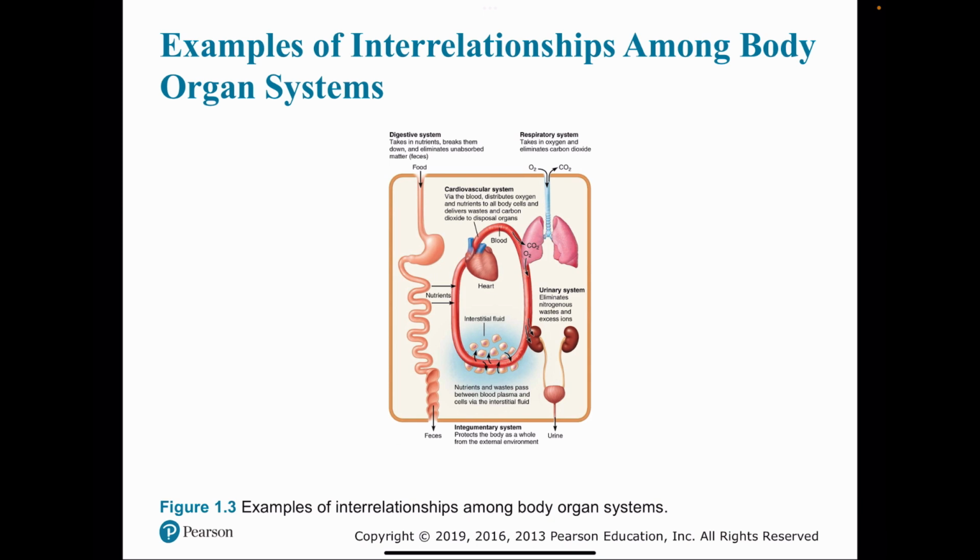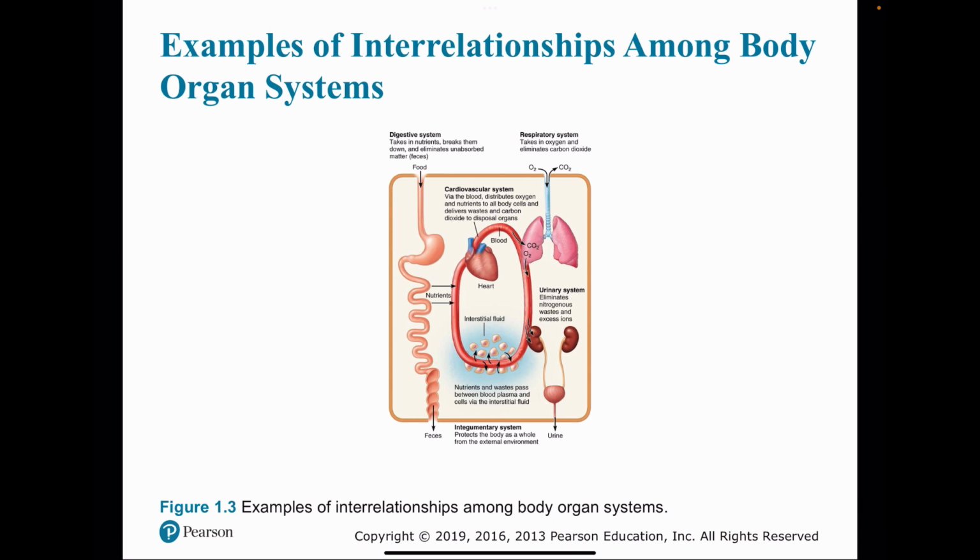So let's start from our digestive system, taking in nutrients, breaking them down, absorbing them, eliminating unabsorbed matter. All of the nutrients that would be digested and absorbed are going to make their way into the cardiovascular system. So the blood vessels, the heart, the nutrients are going to essentially be distributed throughout the body by this cardiovascular system. It's kind of like a large interstate that's going to help the nutrients find their way throughout the body.